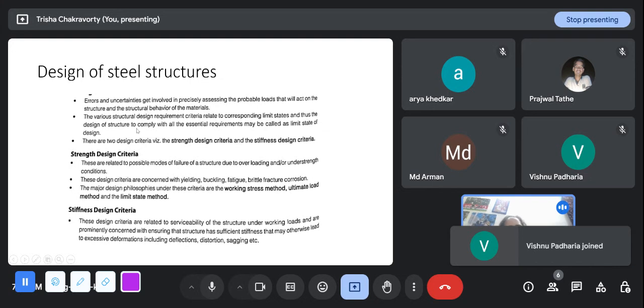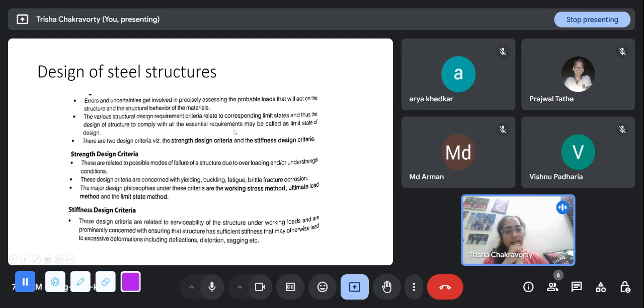And thus the design of the structure is to comply with all the essential requirements, and we will see what limit state design means. There are two design criteria: the strength design criteria and the stiffness design criteria.